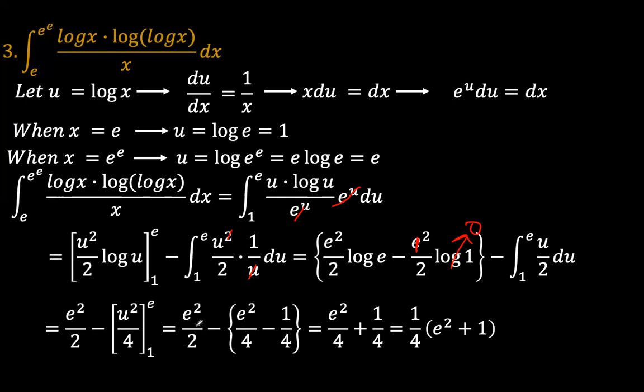So e squared over 2 minus e squared over 4 is e squared over 4, and negative and negative here, this becomes positive. So we have a quarter of e squared plus 1. And then we have an integration constant here applied appropriately.